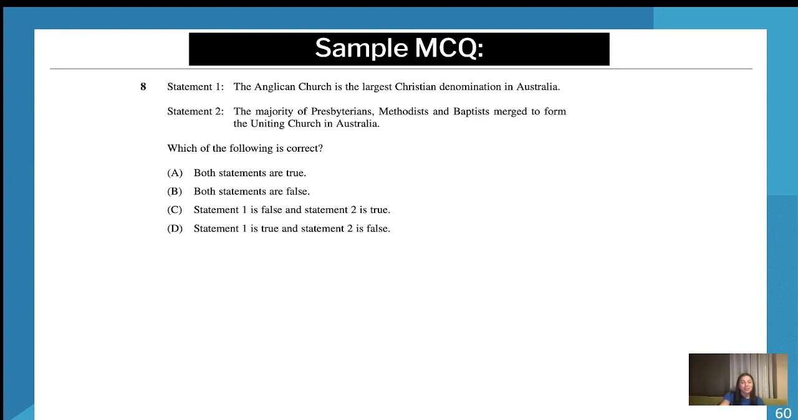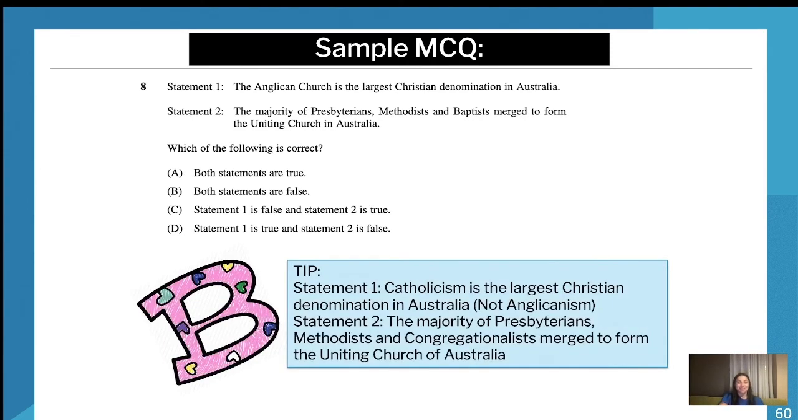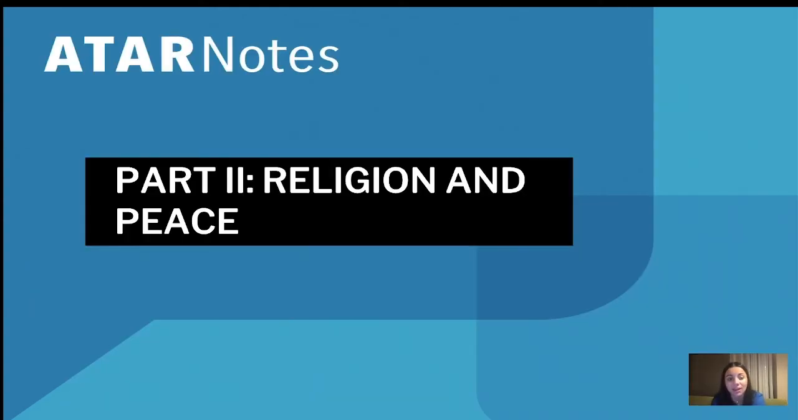And when you're ready, and hopefully if anyone wanted to comment, the answer is B. Catholicism is the largest Christian denomination in Australia, not Anglicanism. And this is where they throw you off, and you might think, oh no, the second one's true, but it's the Presbyterians, the Methodists, and the Congregationalists, not the Baptists, that merged to form it. That's a mistake that can be made. The Baptist is where they switch it out, but it sounds right. Very easy mark to lose, and you wouldn't even realize it. So that's why I put that in there.